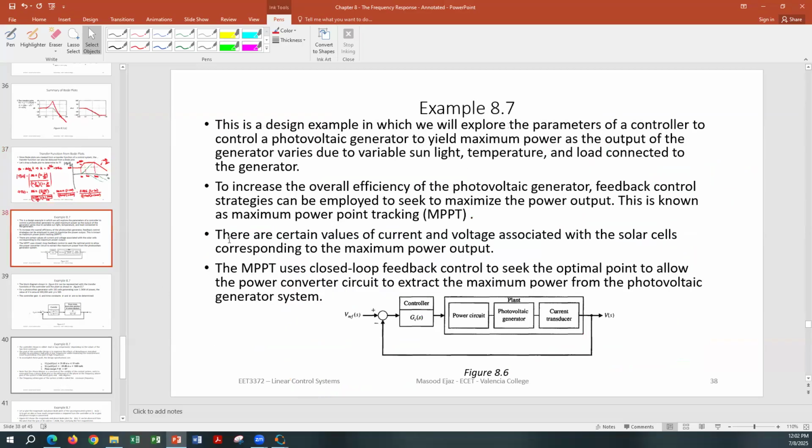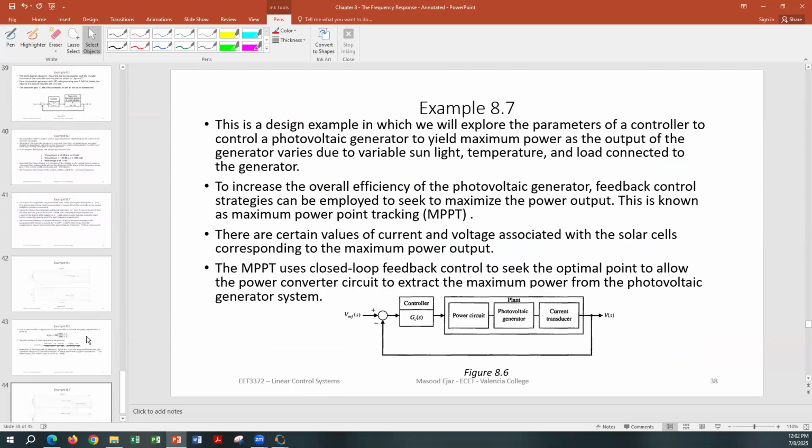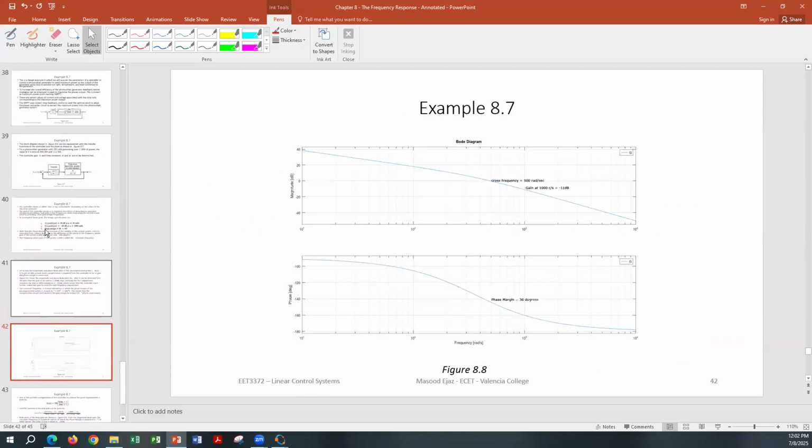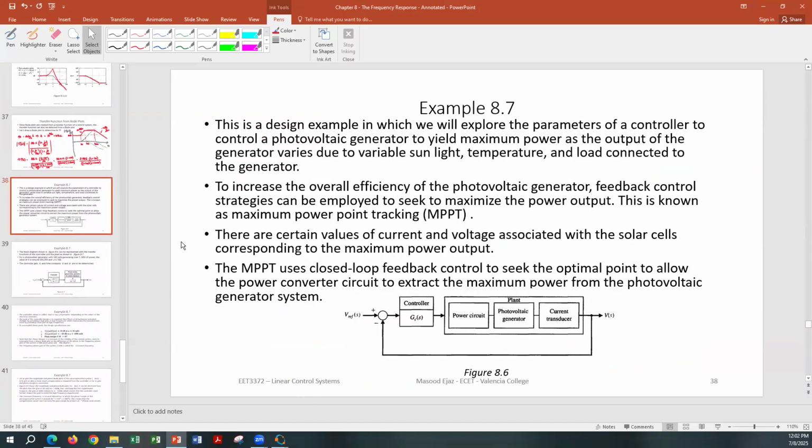All right, let's look at this. This is from the book, of course, but I put down the plots and stuff to discuss this. Design example in which we will explore the parameters of a controller to control a photovoltaic generator to yield maximum power as the output of the generator varies due to the variable sunlight, temperature, and the load connected to the generator.